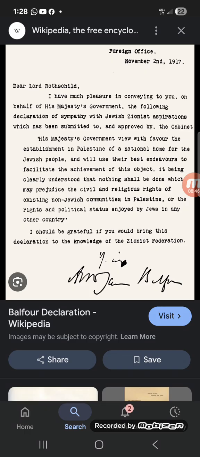which may prejudice the civil and religious rights of the existing non-Jewish communities in Palestine, or the rights and political status enjoyed by Jews in any other country. I should be grateful if you would bring this declaration to the knowledge of the Zionist Federation. So, I want to do something else here, right?